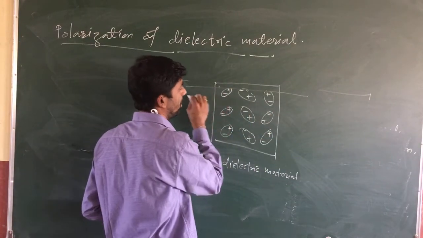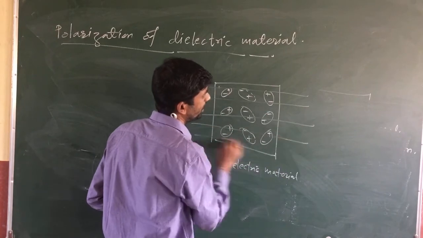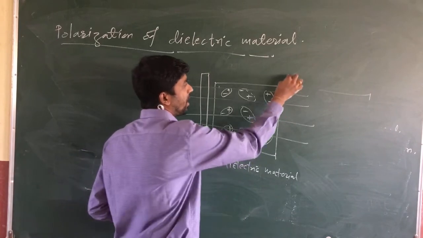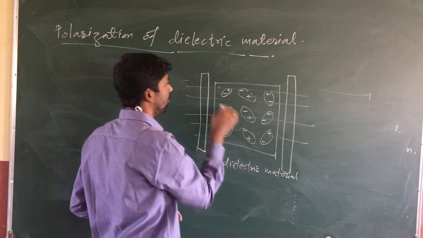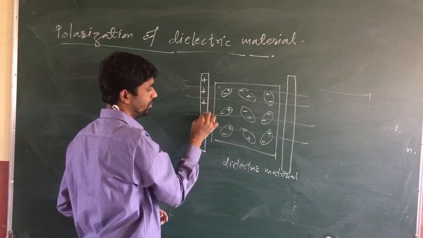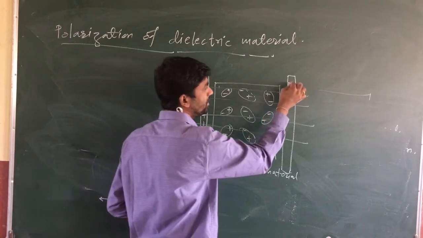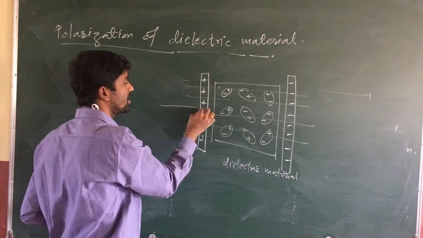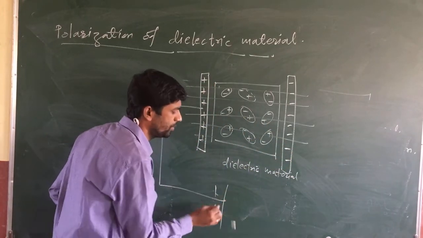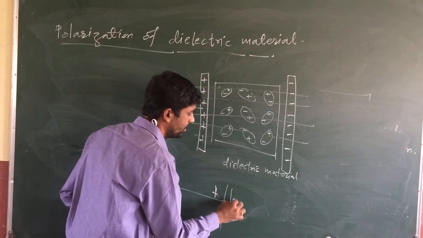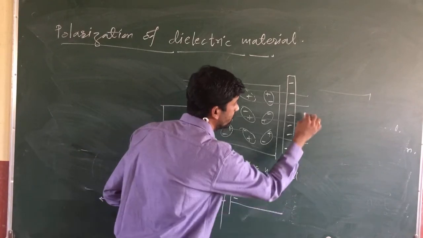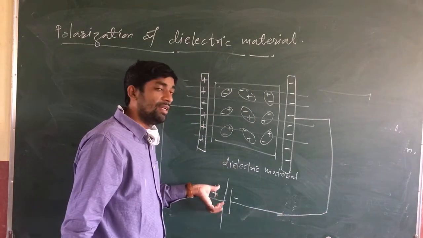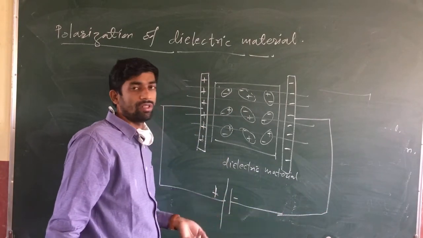What happens if I apply an external electric field here? How can I apply the electric field? There are two metal plates. One metal plate is positive and the second metal plate is negative. They are connected to the positive terminal and the negative terminal of a voltage source. In a battery symbol, the big line is the positive terminal and the small line is the negative terminal.